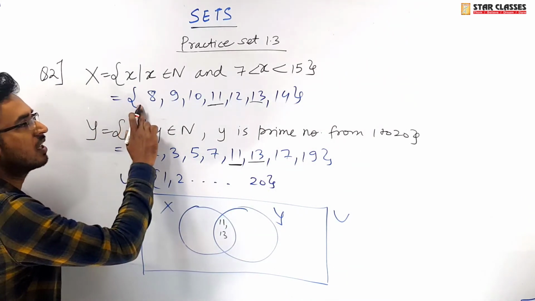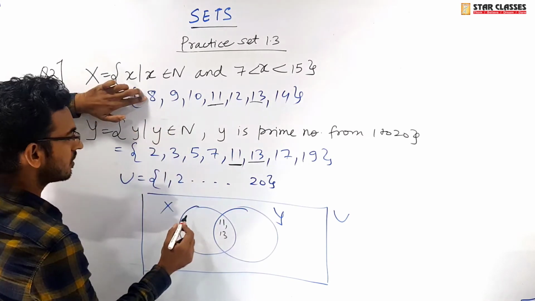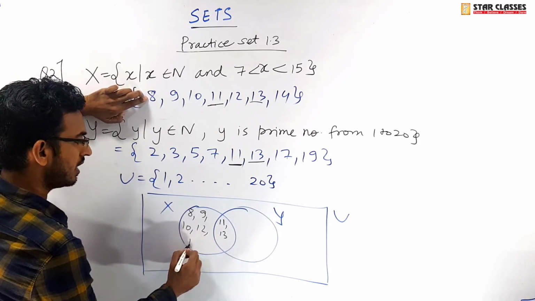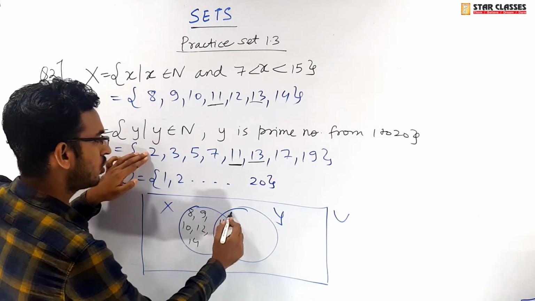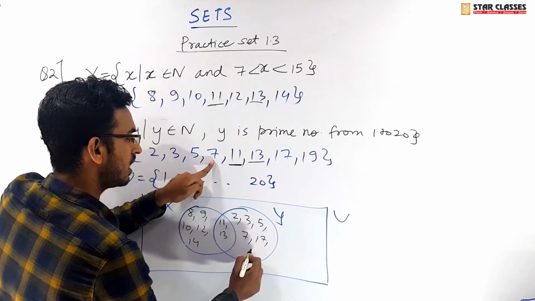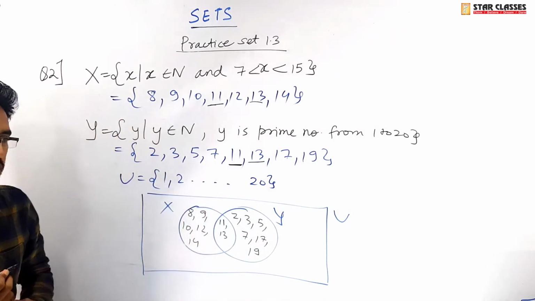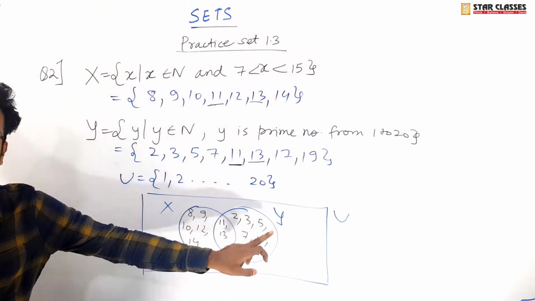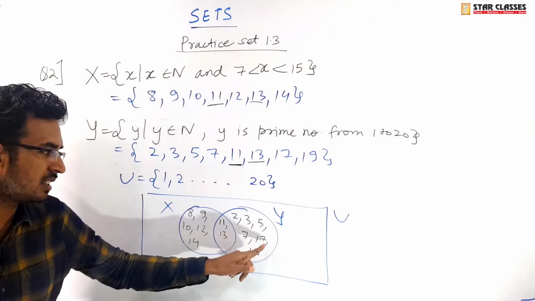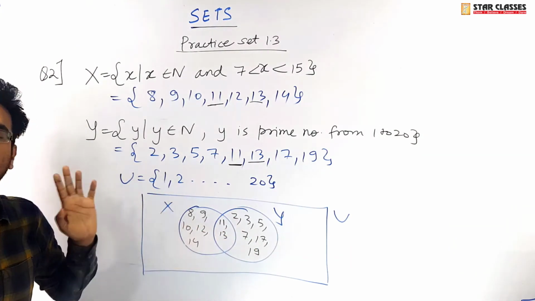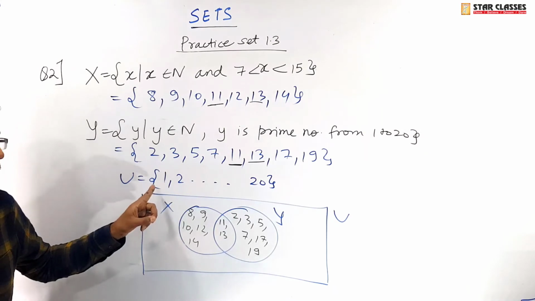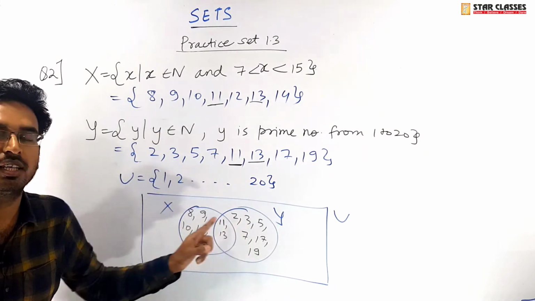Now write whatever is left in the X part. So one is 8, then 9, then 10, then 12, and then 14. Here 2, 3, 5, 7, 17, and 19. So 11 and 13 are common to both X and Y, while X has only 8, 9, 10, 12, 14, and Y has 2, 3, 5, 7, 17, 19, plus 11, 13, which are also part of X. Now the universe is 1 to 20. So let us write whatever number is left outside these sets.